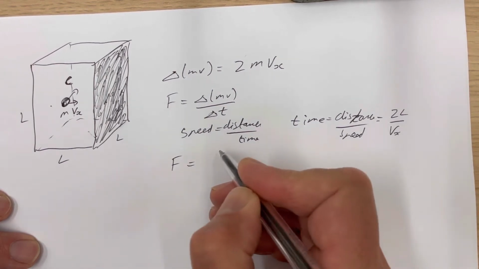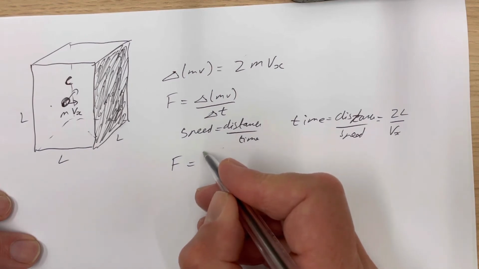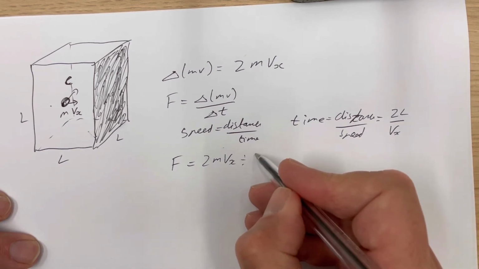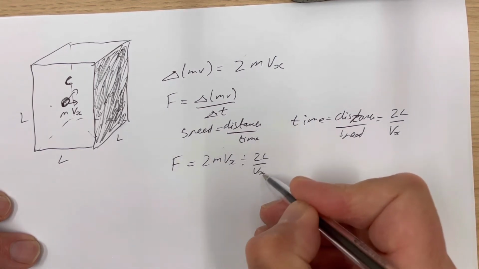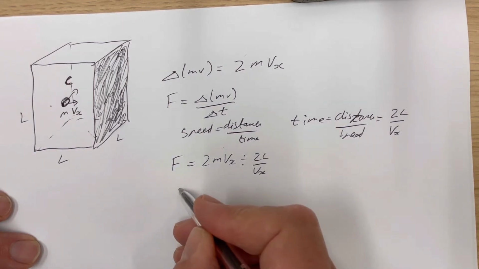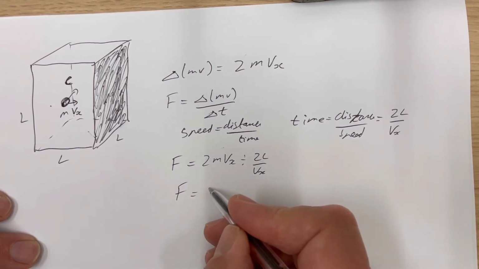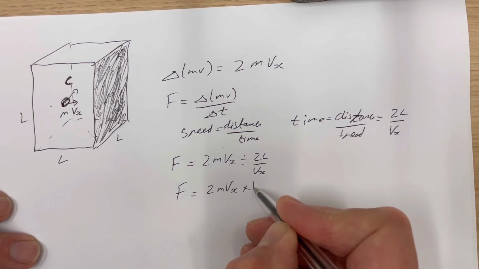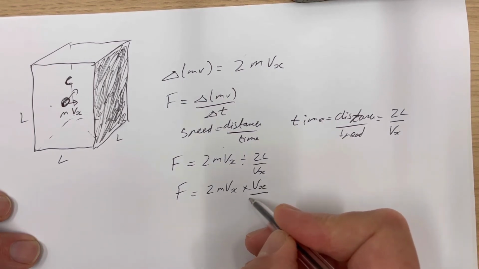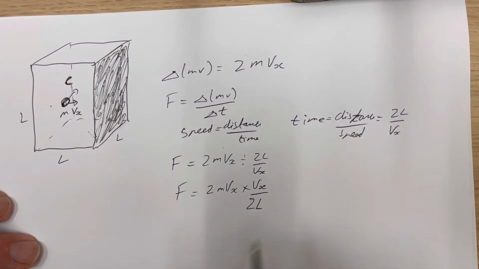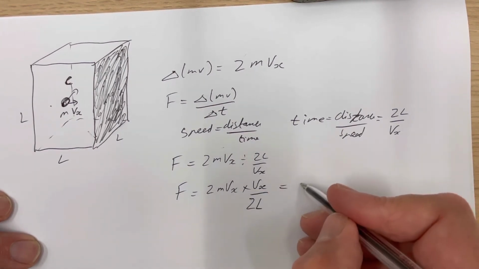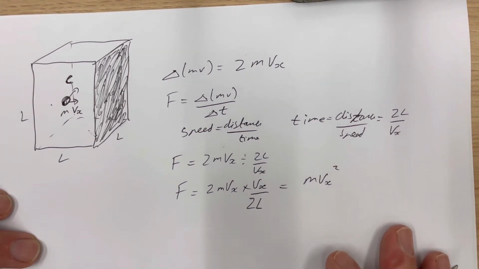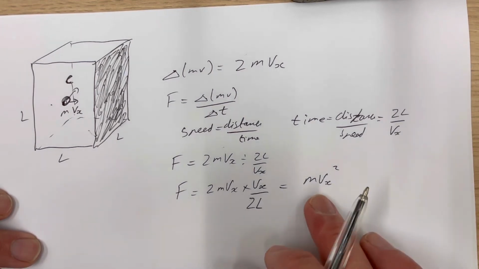So the mean force averaged over time is the change in momentum, 2 m v_x, divided by the time, which is 2L over v_x. Dividing by a fraction, we just multiply by the reciprocal. So the force is equal to 2 m v_x multiplied by v_x over 2L. Okay? And then the 2s obviously cancel, you get m v_x squared over L. So that's the mean force with time exerted by one particle on that face.